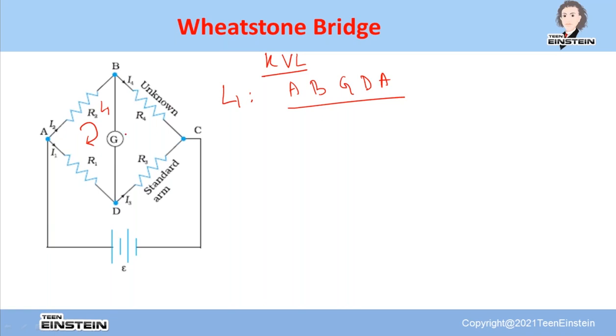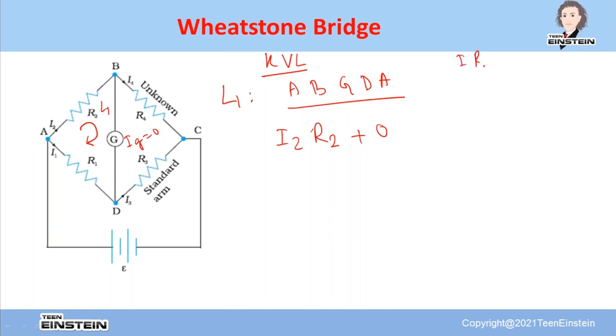So look here, in loop 1, this is L1, I'm going from A to B, B to G, G to D, D to A. What is the drop across R2? I2 into R2. What is the drop across this BD? There is no current through the galvanometer, so there will be no drop at all. It will act as a simple conducting wire.